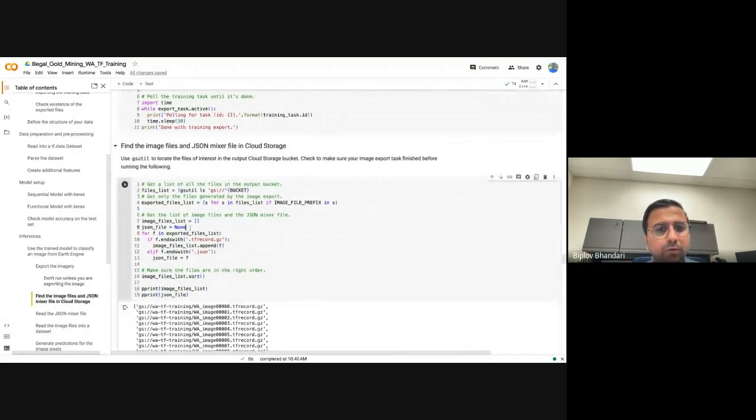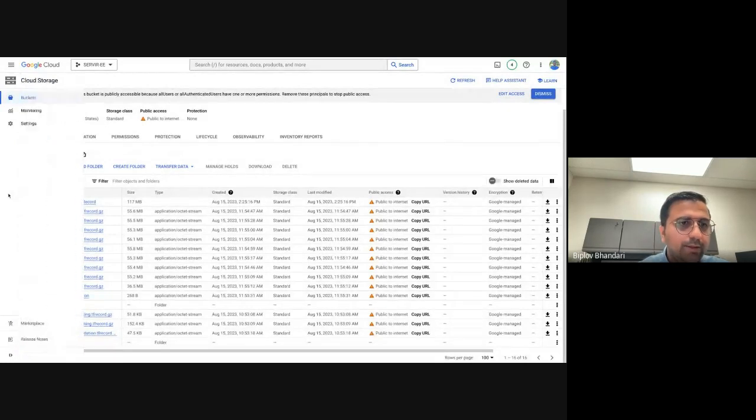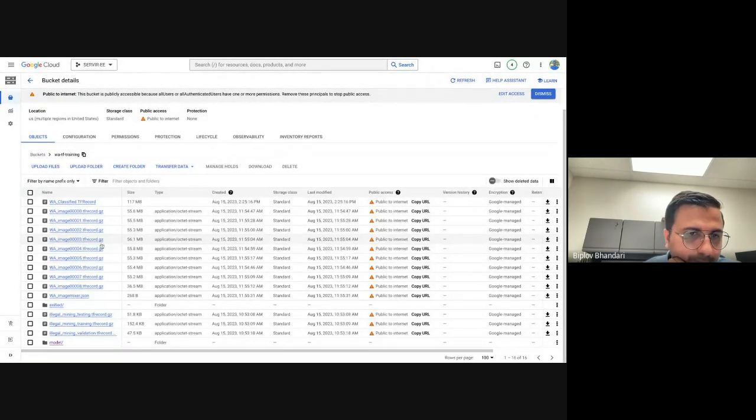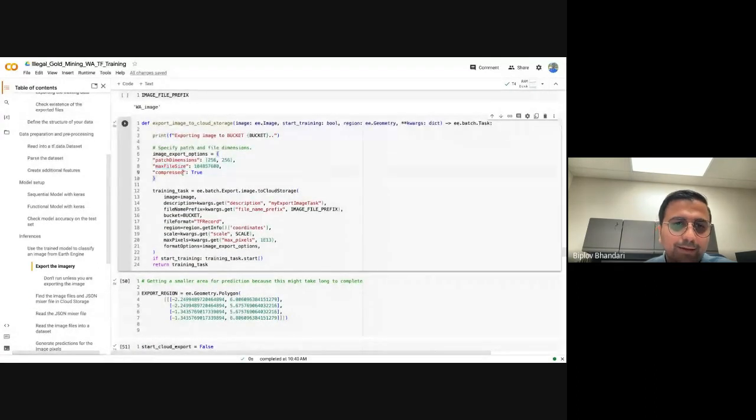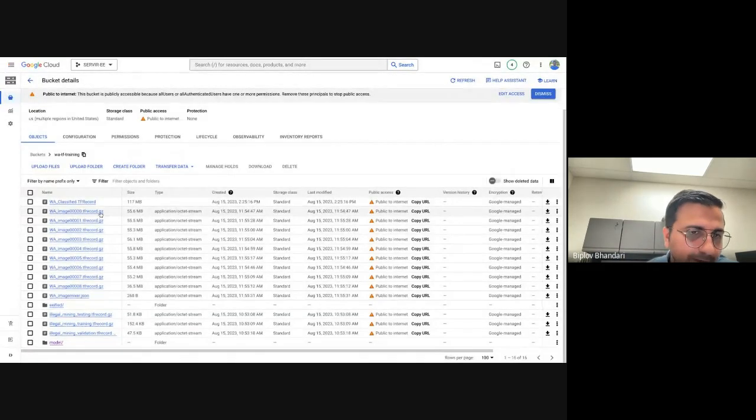Okay, so now once that export is finished, if you go and look at your Google Cloud bucket, you'll see all these images that we exported. It divides them, because here we specify the maximum file size, and we want it in a compressed format. So here it's dividing the data into different file sizes.